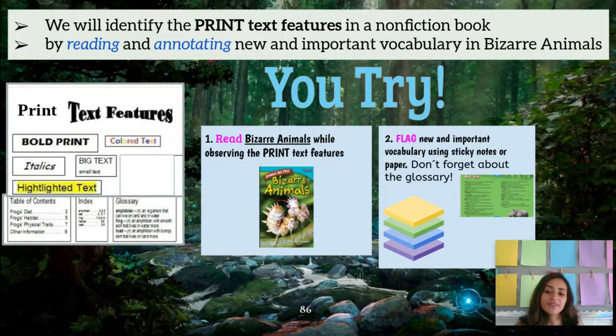Now I would like for you to give it a try. Please make sure to look at our print text features chart in case you need help finding the types of print that are in Bizarre Animals. You're also going to begin reading Bizarre Animals and flagging any important words using your sticky notes. Don't forget about the glossary. Here's the most important list of words to look at. Take your time. You have about 15 to 20 minutes to look through the whole book and learn some new words and continue expanding your vocabulary. Good luck!